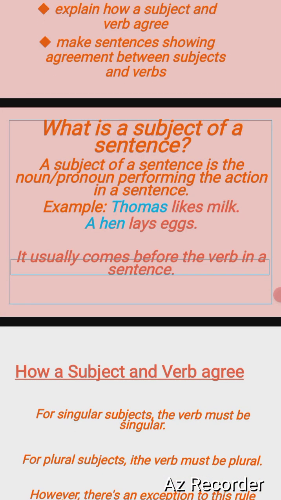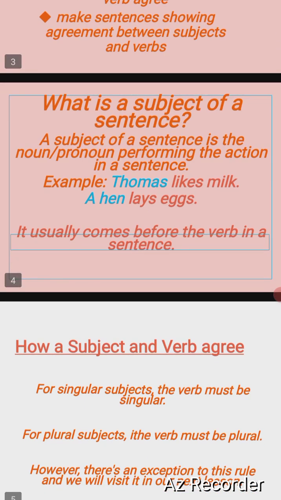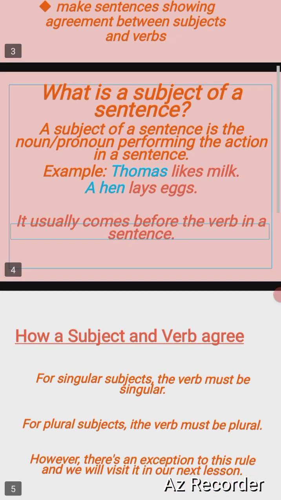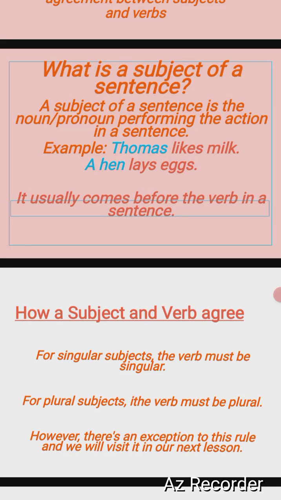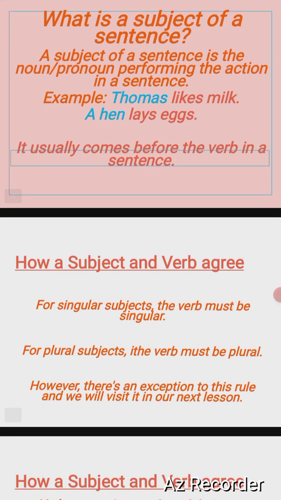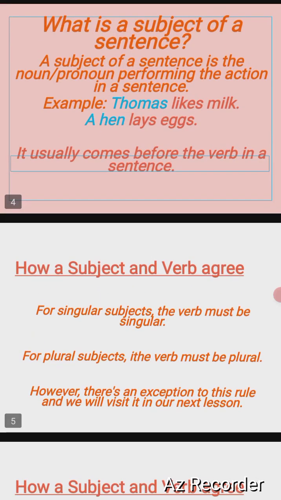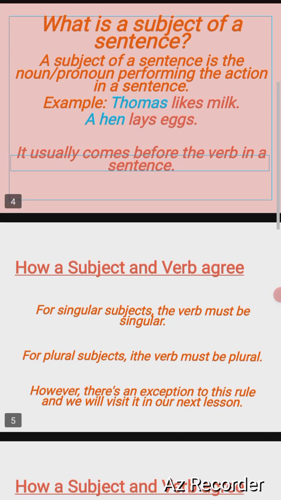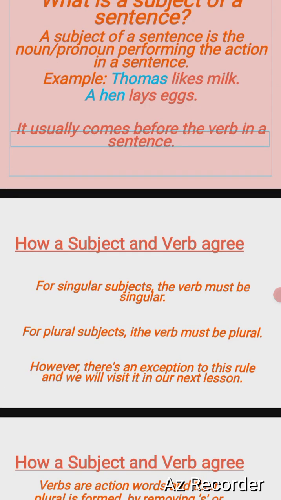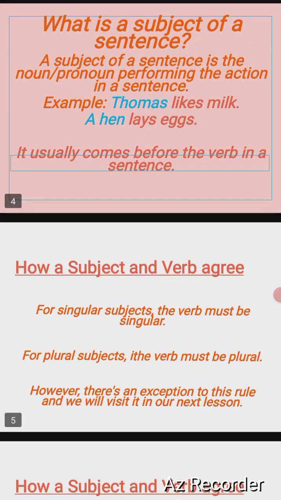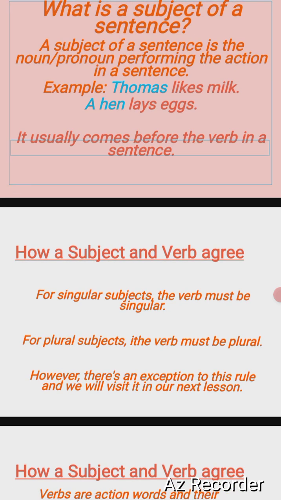We move immediately. What is a subject of a sentence? A subject of a sentence is the noun or pronoun performing the action in a sentence. If you look at the sentence below, the one written in blue is the subject. That is the person, or the thing, or the noun or pronoun performing the action. For the examples I gave, they are all nouns. Thomas likes milk. Thomas is the subject.